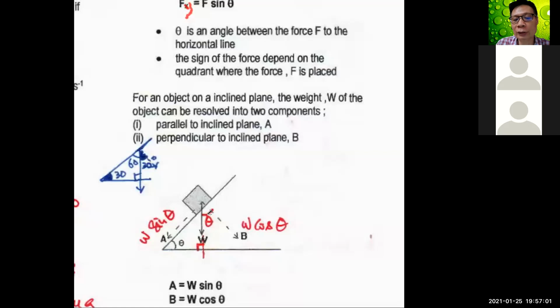This component near to the angle theta, so it's cos. So it's W cos theta. Okay. When this is W cos theta because near the angle, right? This one far from the angle, so it's W sine theta. So this is W sine theta, W cos theta. Okay, don't worry about the sine theta, cos theta. You just need a calculator only. Understand? So remember how to resolve the force.